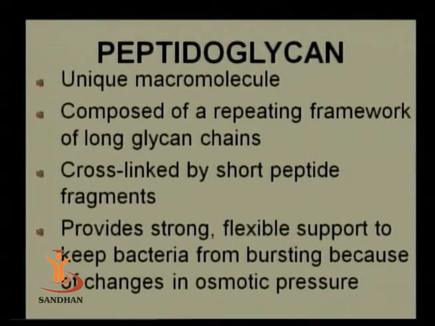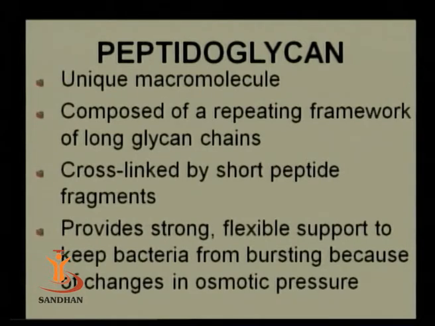If you see the characteristics of peptidoglycan, it is a unique macromolecule which is only found in bacteria, composed of a repeating framework of long glycan chains cross-linked by short peptide fragments, providing strong, flexible support to keep bacteria from bursting because of changes in osmotic pressure. In nature, bacteria encounter various environmental stresses. Many times the pressure, known as turgor pressure, exerted by the cytoplasm on the wall from inside makes bacteria burst, but the cell wall is the structure that protects the bacterial cell from bursting.